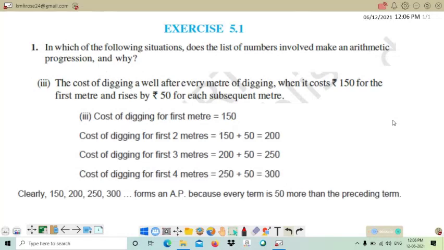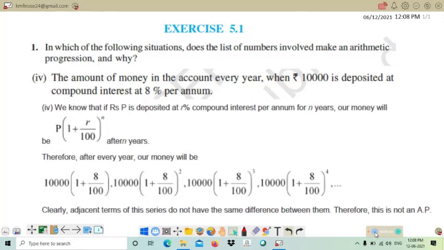Now the cost of digging the first 2 meters will be 150 plus 50, equal to 200. The cost for the first 3 meters will be 200 plus 50, that is 250, and so on. So clearly 150, 200, 250, 300, 350 and so on forms an AP, because every term is 50 more than the preceding term. The common difference of this AP is 50.